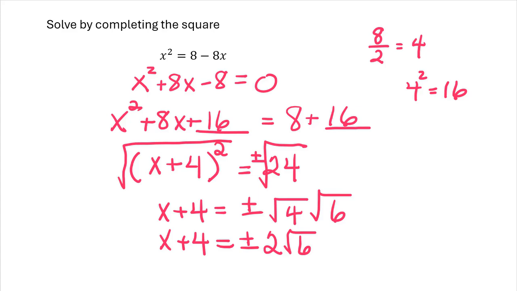Now we're going to get x completely by itself, and that will give us the solutions of the equation. We want to know what is x? What are the values that x could be? So if we subtract 4 on both sides, we're going to have x equals negative 4 plus or minus 2 times the square root of 6. So those are the solutions, and that is how you solve a quadratic equation by completing the square.